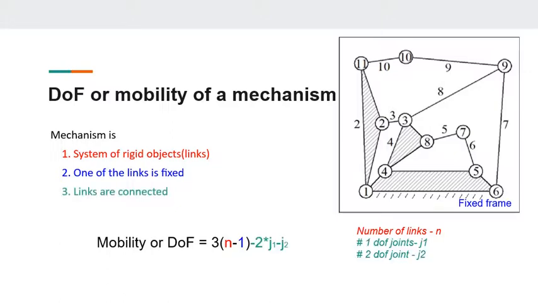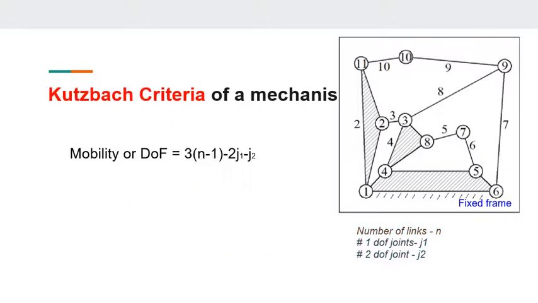And if there are j1 number of 1 degree of freedom joints, each of the joints restricts 2 degrees of freedom. And similarly, each 2 degrees of freedom joint reduces 1 degree of freedom of the mechanism. So if we subtract them, we will get the relationship for degrees of freedom. This condition is called Kutzbach criterion for finding degrees of freedom.